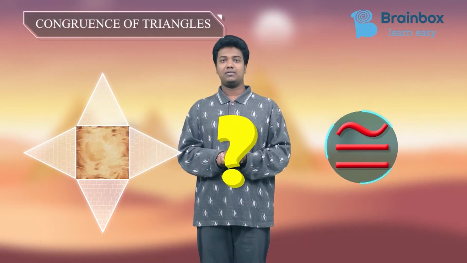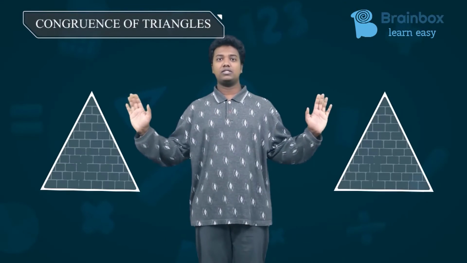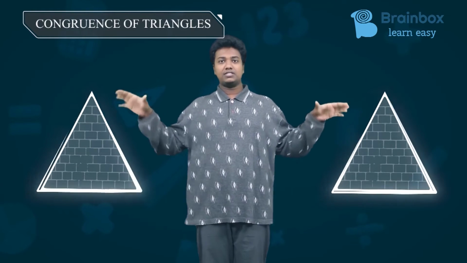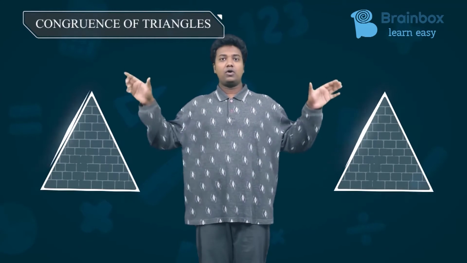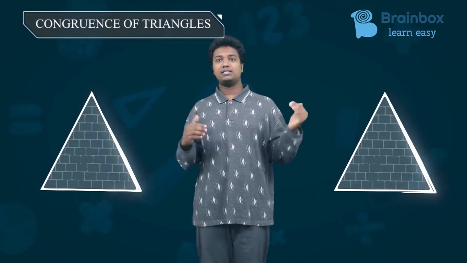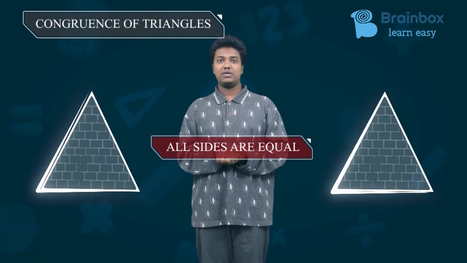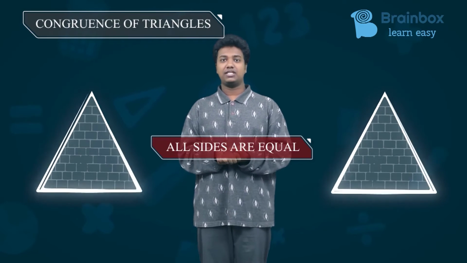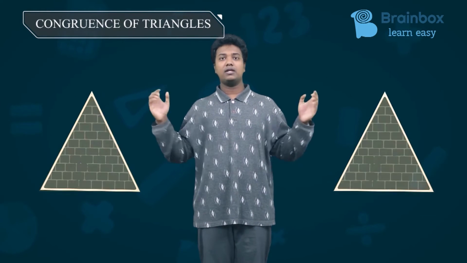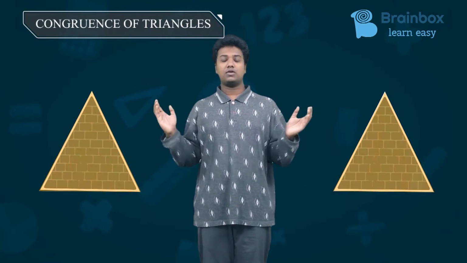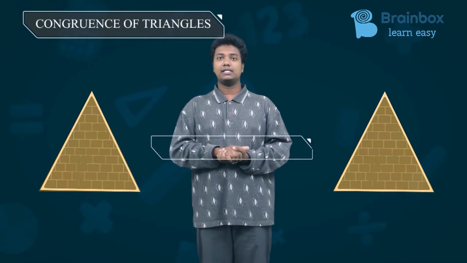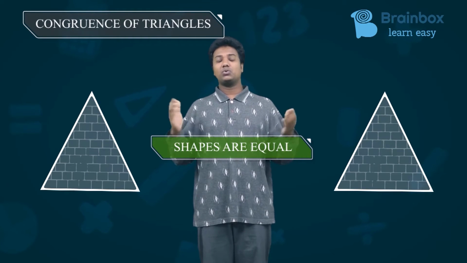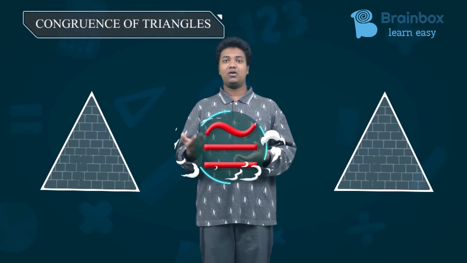How is it possible? Let us take two of these triangles. If you observe these two triangles, check their sides. All the sides of the triangles are the same. And even the shape of these two triangles is also equal. Hence, these two triangles are said to be congruent.